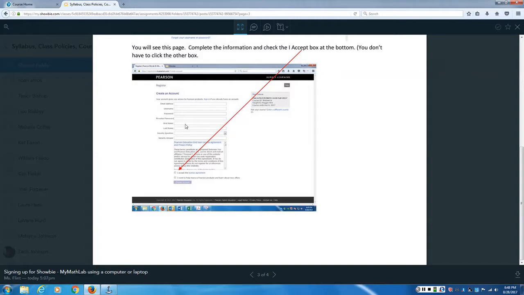And then your real first name and your real last name, because that's what's going to show up in the grade book. And again, yours could be Missy. It doesn't have to be Melissa. And then choose a security question. They've got several to choose from, and then type in your answer.